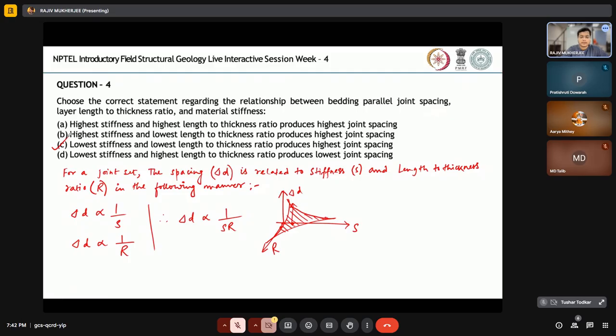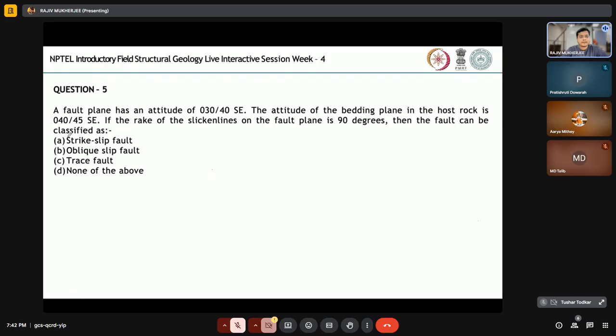Okay, so this was question number 4. Now move on to the next question, question number 5. It says that a fault plane has an attitude of 030, 40 degree southeast. The attitude of the bedding plane in the host rock is 040, 45 degree southeast. If the rake of the slickenlines on the fault plane is 90 degrees, then the fault can be classified as option A, strike slip fault, option B, oblique slip fault, option C, thrust fault, and option D, none of the above. So if you think for a minute, I guess you can find the answer, but don't worry, I will obviously discuss.